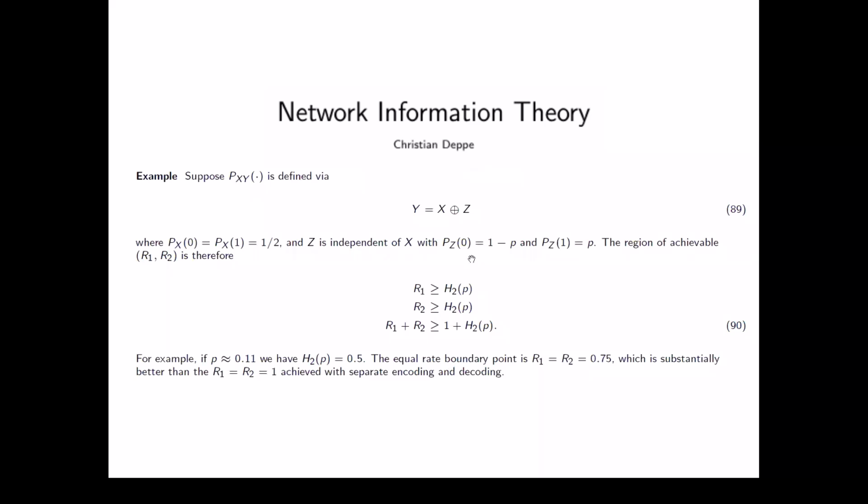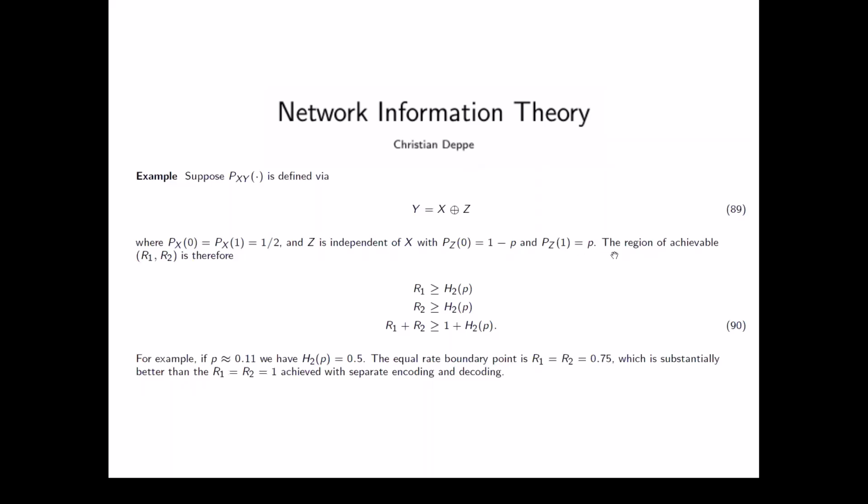Let's look at an example. So we assume that the random variable y is equal to x plus z, where plus is the binary addition modulo 2. And we assume that px of 0 is equal to px of 1 is equal to 1 over 2. Z is independent of x, such that pz of 0 is 1 minus p, and pz of 1 is p.